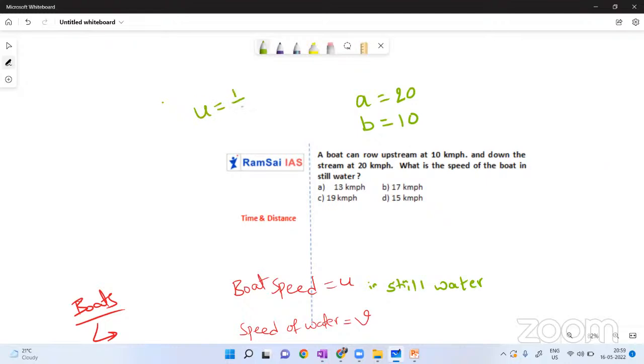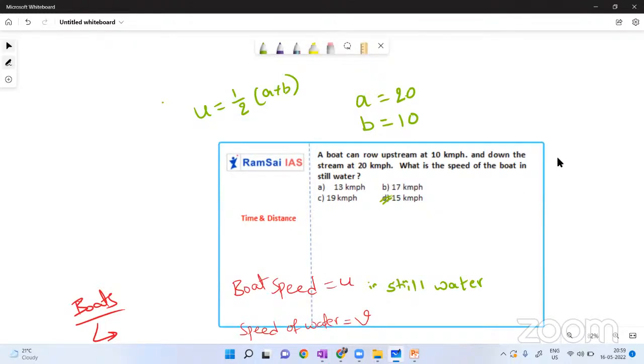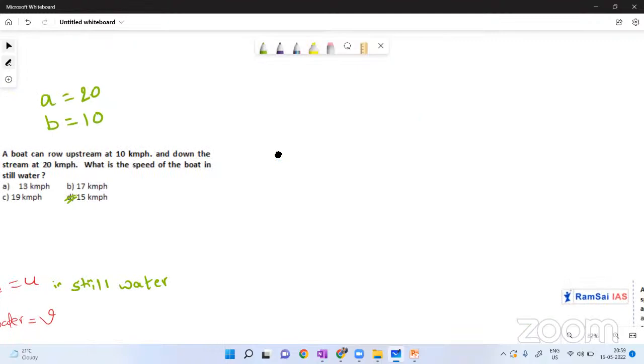We know that u equal to half of a plus b. a plus b is 20 plus 10, 30. Half of 30 is 15. Option D is the answer. You need not think twice. Directly you can answer these questions.